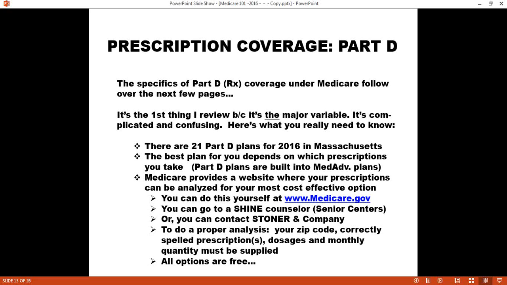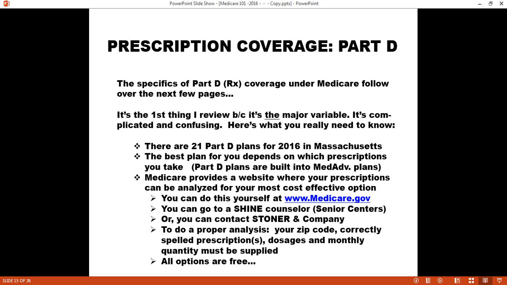People can also go to what's known as a SHINE counselor at senior centers. Now, SHINE stands for Serving the Health Insurance Needs of Elders. They've recently changed that to Serving the Health Insurance Needs of Everyone, because they determined that the word elder was in fact discriminatory. I know I always felt discriminated against when I was called an elder. But these people will do it for free. We will do it for free, or they can go on and do it themselves.